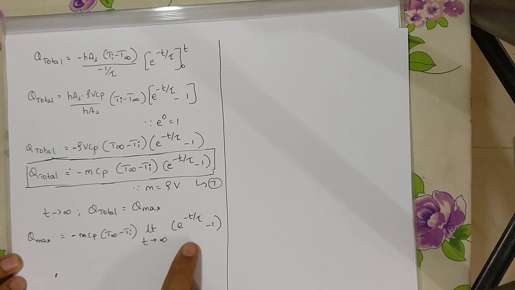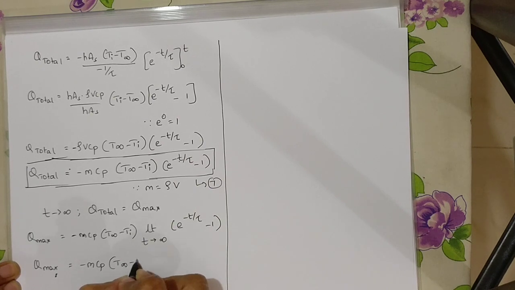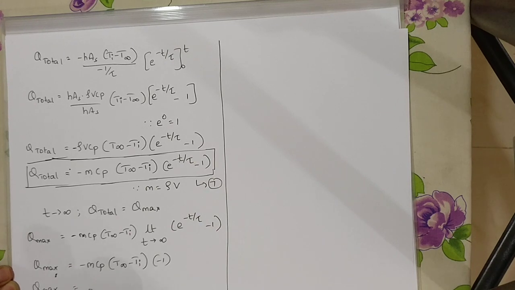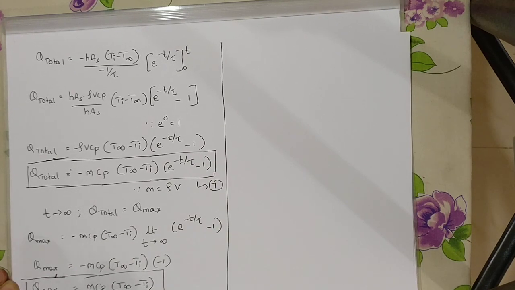So when t tends towards infinity, e power minus t by tau tends towards 0, because it becomes 1 by e power t by tau. So the denominator will be infinity, so 1 by infinity would be somewhere near 0. So this Q max would be minus mCp (T infinity minus Ti) into minus 1. So Q max would be mCp into (T infinity minus Ti). So this will be the maximum heat transfer possible.